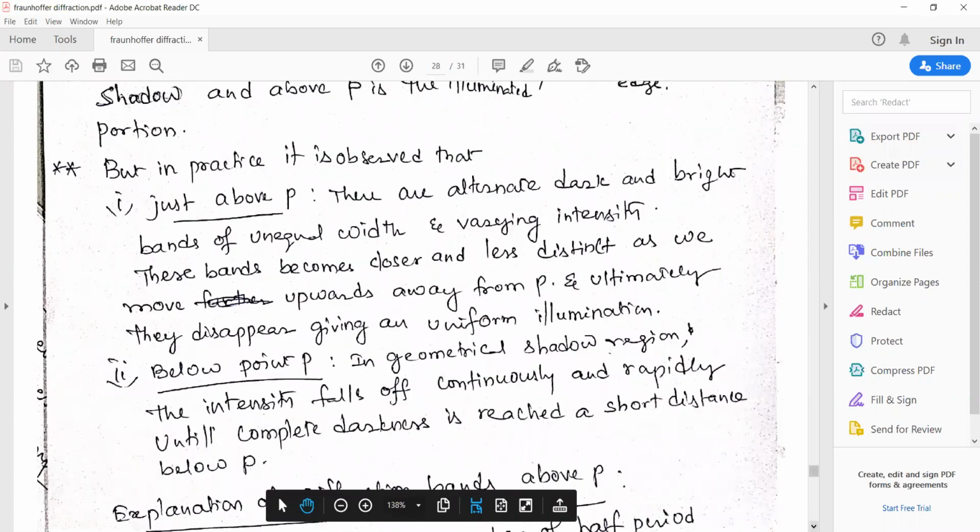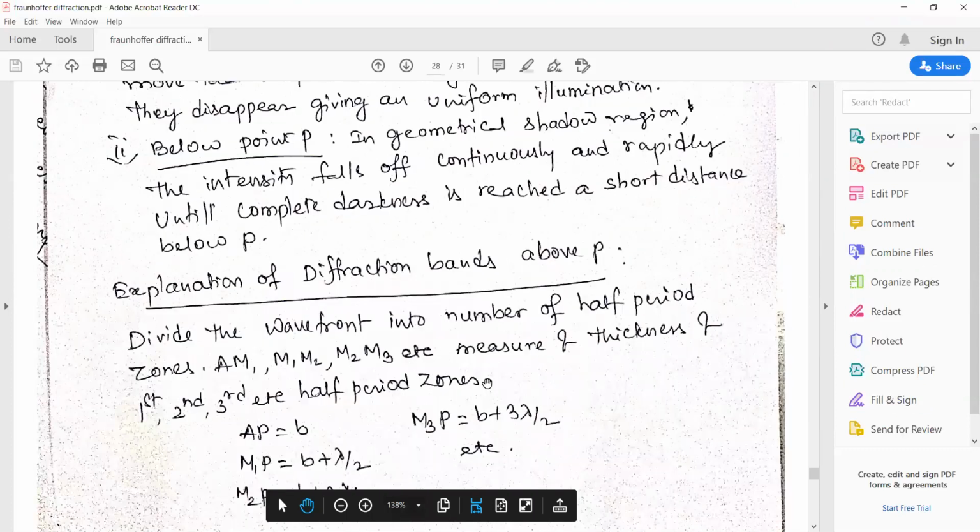Just above point P, you will see alternate dark and bright bands, that is the diffraction pattern, and after a certain distance, you will see complete illumination. Whereas below point P, you should not see any light, but for a particular distance, you will see light with less intensity, and the intensity will keep on decreasing after a certain distance below P.